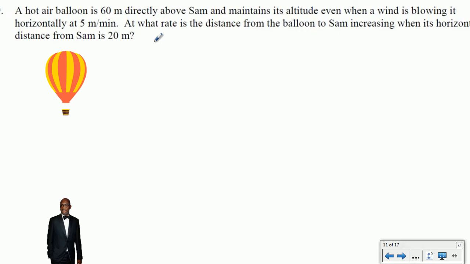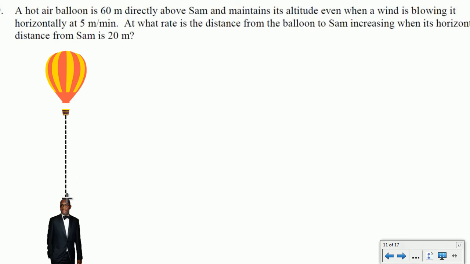Next question. A hot air balloon is 60 meters directly above Sam and maintains its altitude even when wind is blowing it horizontally at 5 meters per minute. At what rate is the distance from the balloon to Sam increasing when its horizontal distance from Sam is 20 meters? So let's start off by identifying what we know for sure.